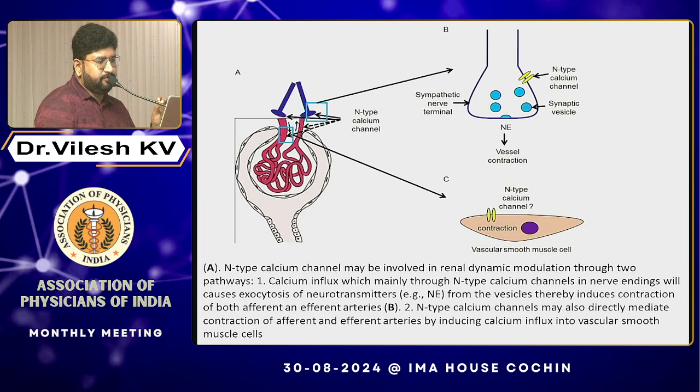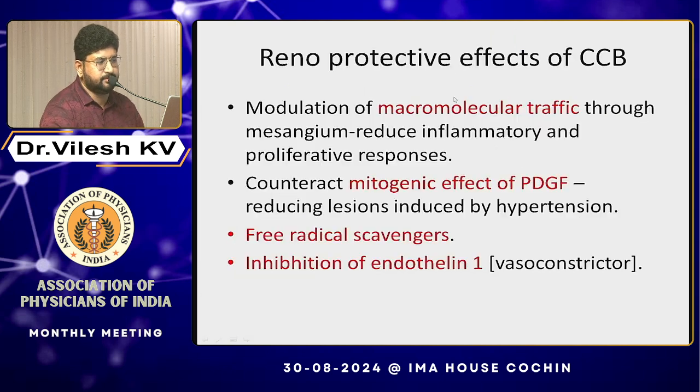So when you look at any one particular N-type calcium channel, you can understand that there's a sympathetic nerve from where the norepinephrine is released, which causes vessel contraction, and at the same time you have vascular smooth muscle cell, where this N-type calcium channel is also present. So once you block this, you get the effect of vasodilatation. So once again, other than these effects of vasodilatation and decreasing glomerular pressure causing a decrease in proteinuria, what else do the renoprotective effects of CCB help us in?